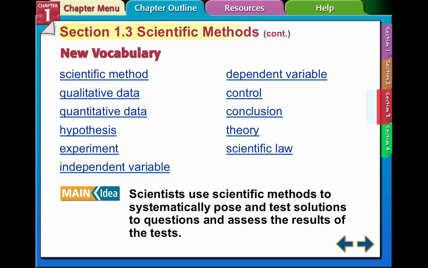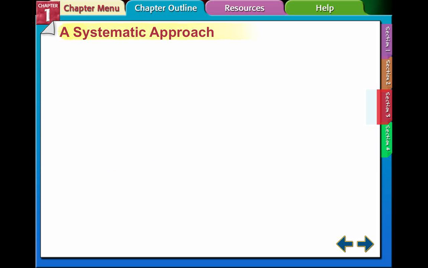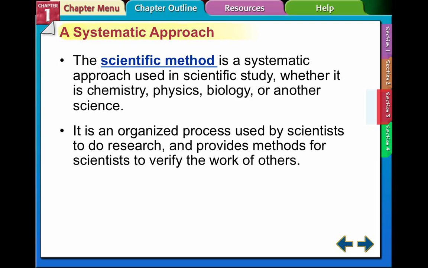The main idea behind this section, scientists use scientific methods to systematically pose and test solutions to questions and assess the results of these tests. This happens in chemistry, this happens in biology, this happens in physics. All scientists use the scientific method. So what is the scientific method? It is a systematic approach used in scientific study, whether it's chemistry, physics, biology, or any other science.